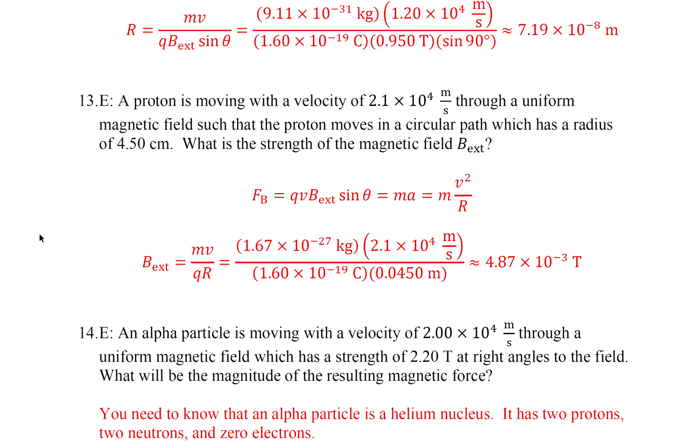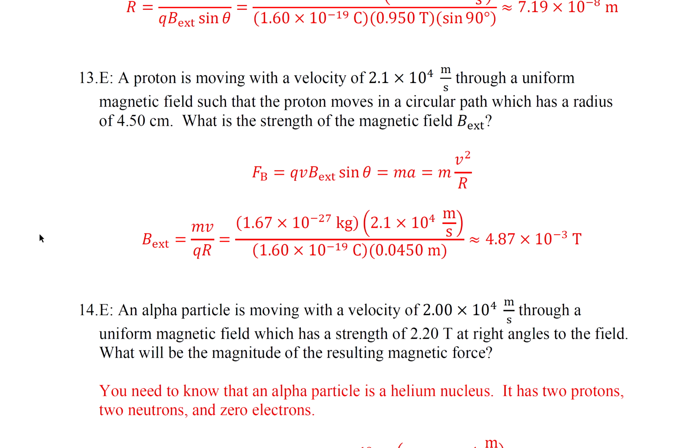A proton is moving with a velocity of 2.1 times 10 to the 4 meters per second through a uniform magnetic field, such that the proton moves in a circular path, which has a radius of 4.50 centimeters. What is the strength of the magnetic field B sub external? So just solve for B.